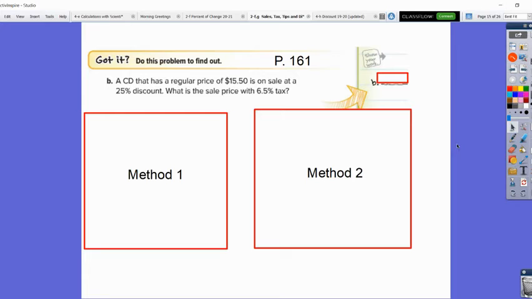So that's this problem right here. I suggest that you pause the video and work this problem out. Or if I do it as an Edpuzzle, I'll just give you the questions. What is the discount? What is the sale price? What is the tax? What is the final price you are going to pay? There are 4 different numbers that you need for this problem.